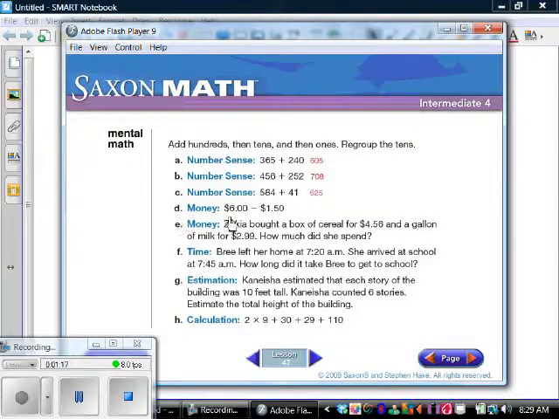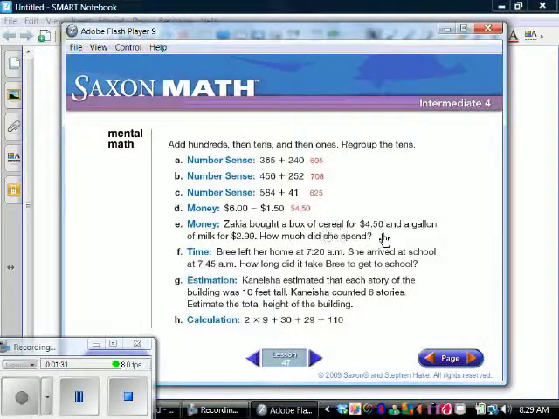625. With money, we start off with $6 and we're taking away $1.50. Let's do it like this. Go ahead and take away $1. Okay, and that gets you to $5. Now take away 50 more cents, and you've got $4.50.